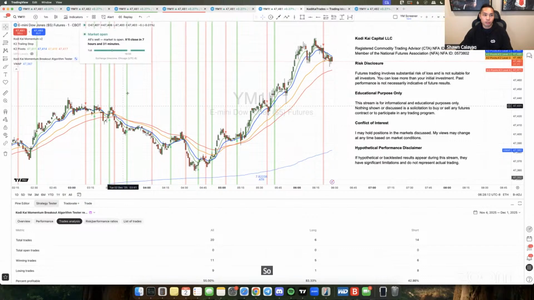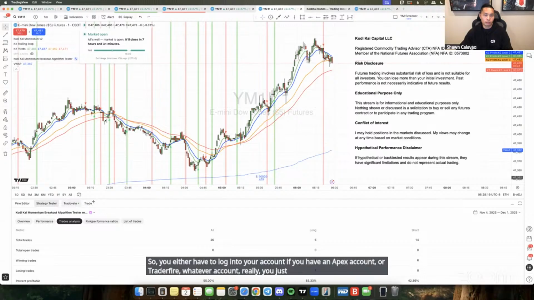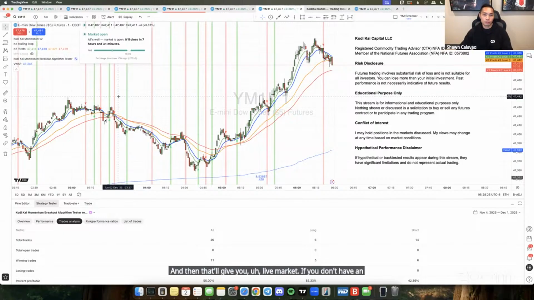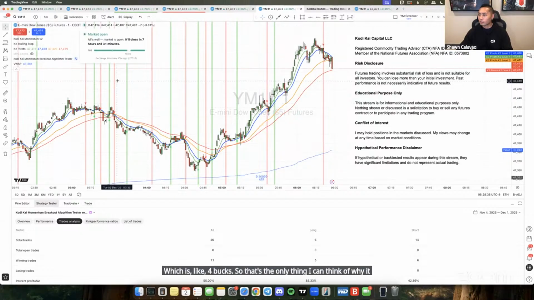So you either have to log into your account if you have an Apex account or a Tradify or whatever account, really. You just log into your Tradovate down here, and then that'll give you live market data. If you don't have an account with any of those prop firms, then you just have to pay for the market data, which is like $4. That's the only thing I can think of for why it's different.